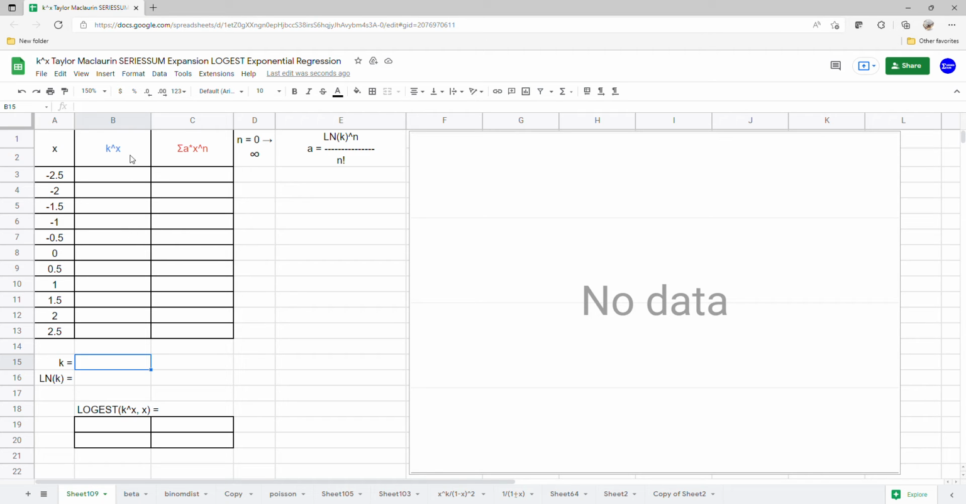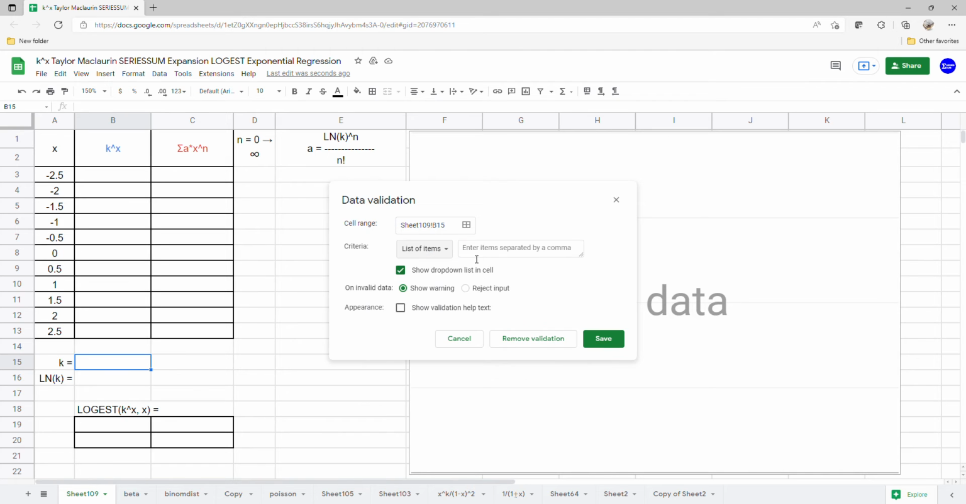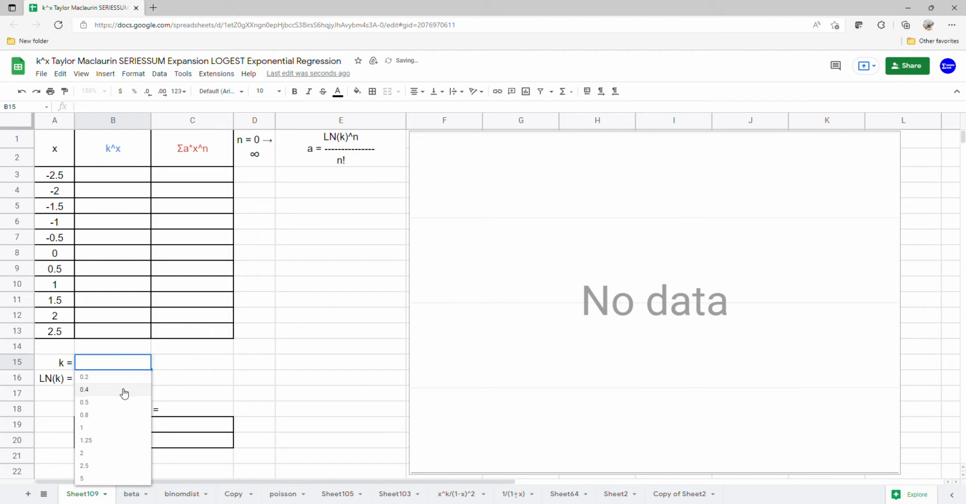In this video, we'll generate the trend line and exponential function of k raised to the power x and its Taylor-Maclaurin series sum. We begin with the value of k, which is data validation, list of items from 0.2 up to 5. So we can start from 0.2 up to 5.